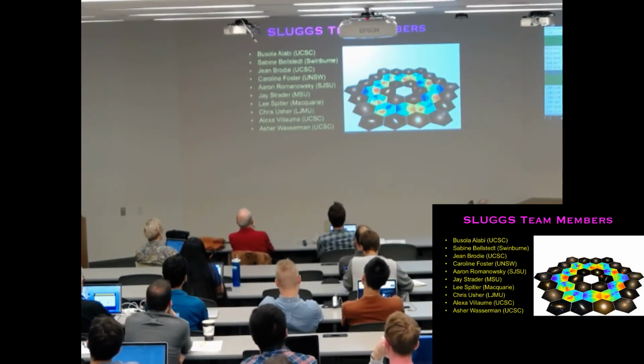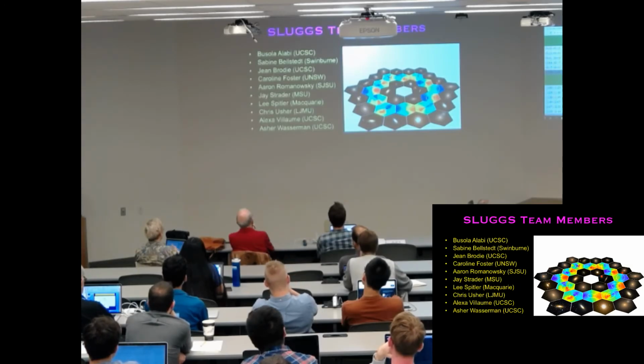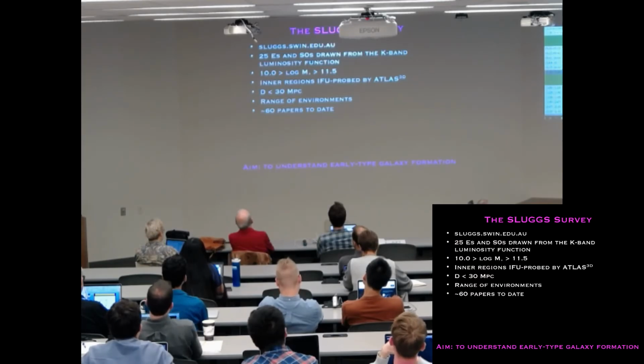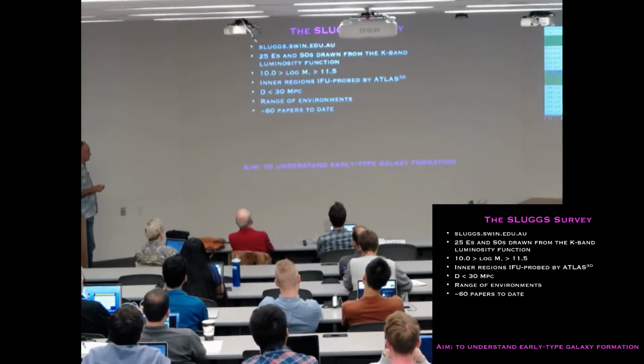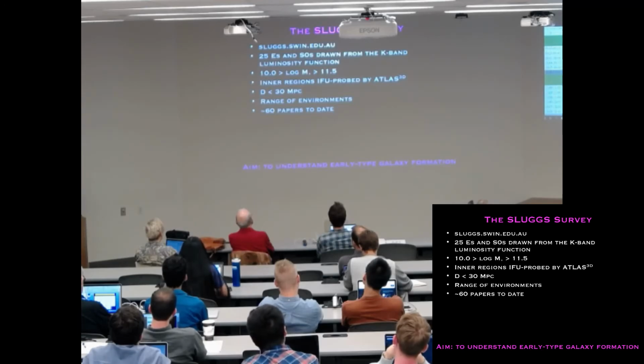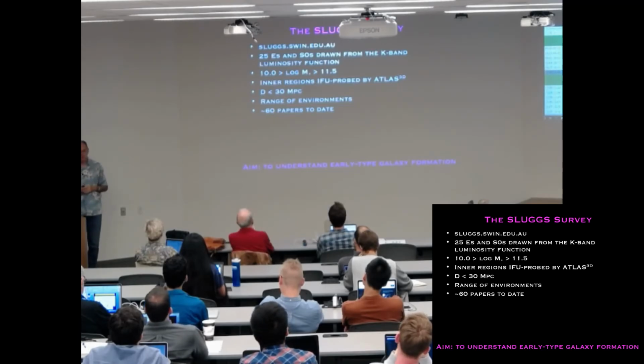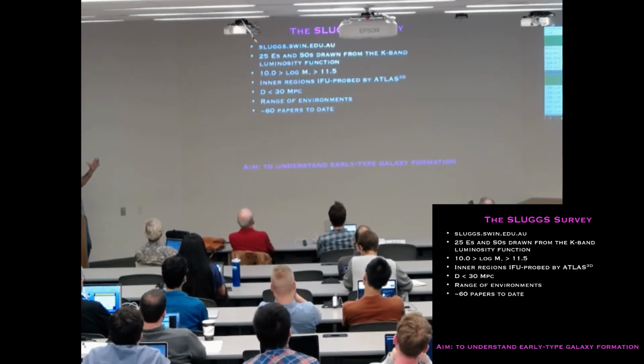The team is just a small team, mostly here at UC Santa Cruz and also at Swinburne. But I'd like to acknowledge the work of all the students and the postdocs who are largely producing the papers on this survey. So here it is quickly. Here's our website. It's a small survey of only 25 early type galaxies drawn from the K-band luminosity function, and they cover a stellar mass range of 10 to the 10 to 10 to the 11.5 in log space. All of their inner regions have been probed by the ATLAS3D survey, and we use SLUGS to probe further out to larger radii.